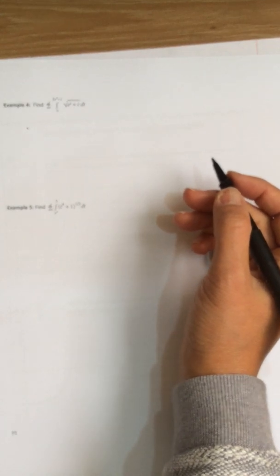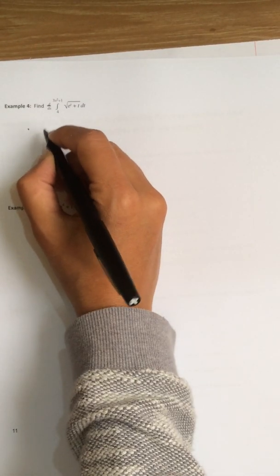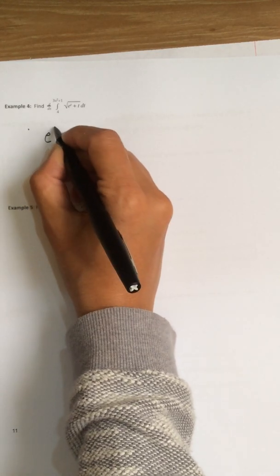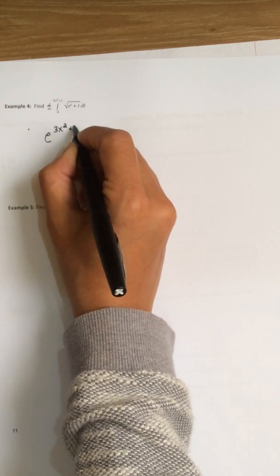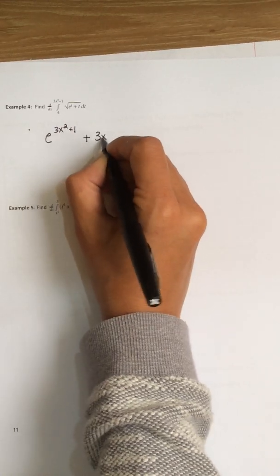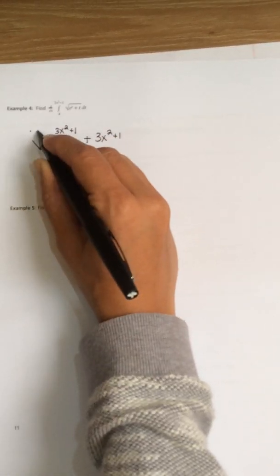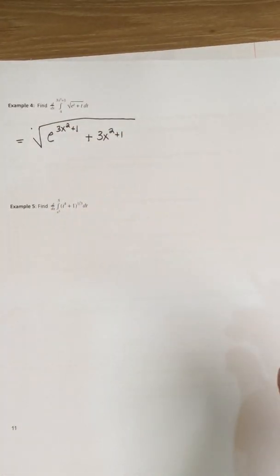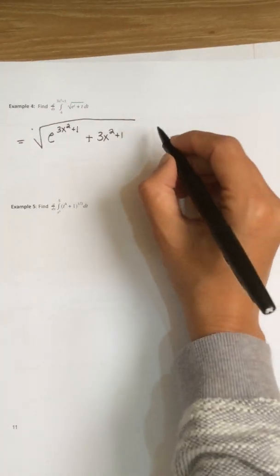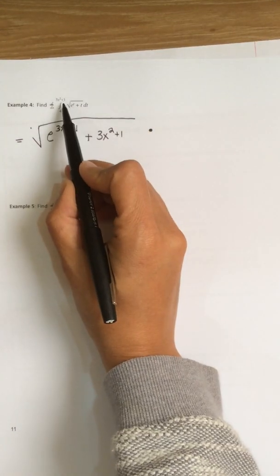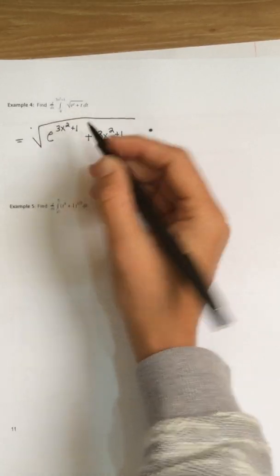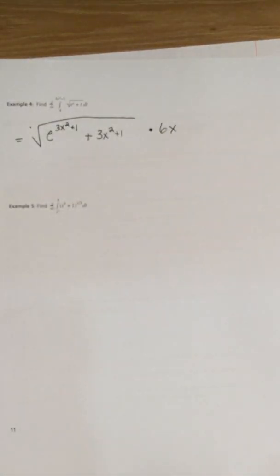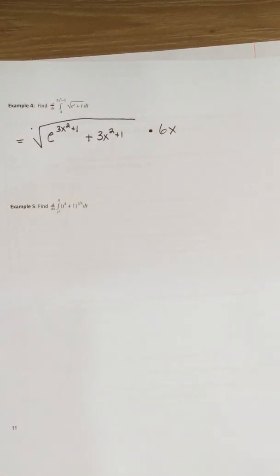I know it's going to be equal to, if I just plug that in, e to the 3x squared plus 1, plus the square root of 3x squared plus 1. That's the f of x part, but because we're using the chain rule, we have to multiply it by the derivative of this inner function. What's the derivative of 3x squared plus 1? Well, that's just 6x. Okay, and I could rearrange it and rewrite it, but I'm not going to. I'm just going to leave it like that.